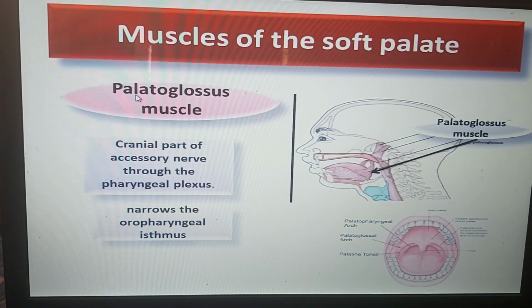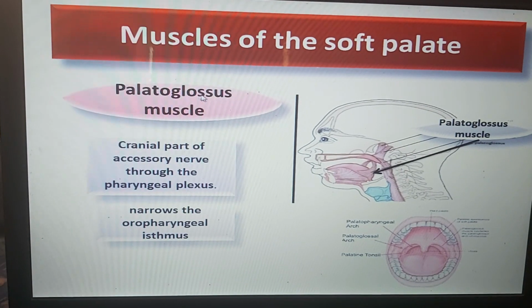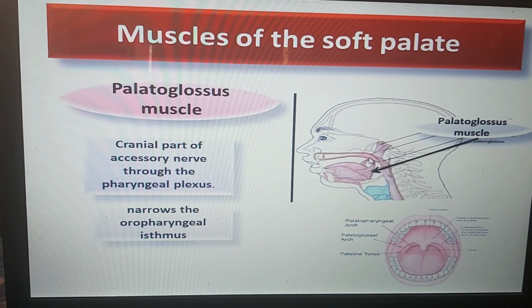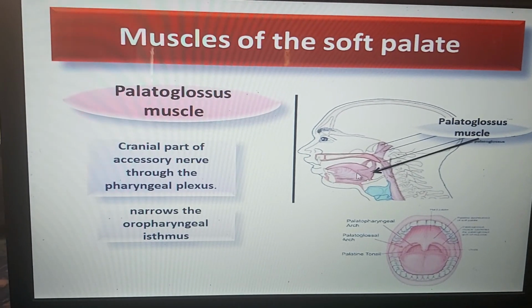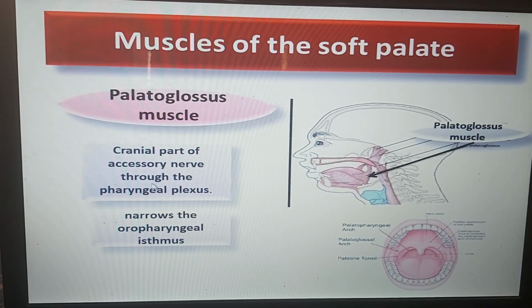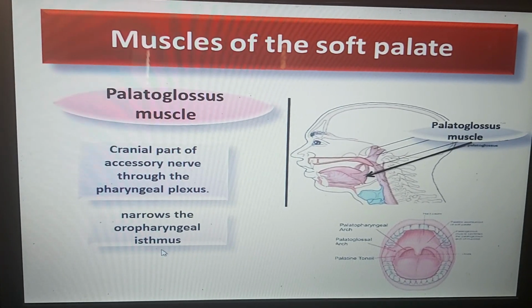The third one is the palatoglossus. From its name, it arises from the palate to the glossus. It arises from the palatine crest to be attached to the side of the tongue. It's supplied by cranial part of accessory nerves through pharyngeal plexus. It narrows the oropharyngeal isthmus.